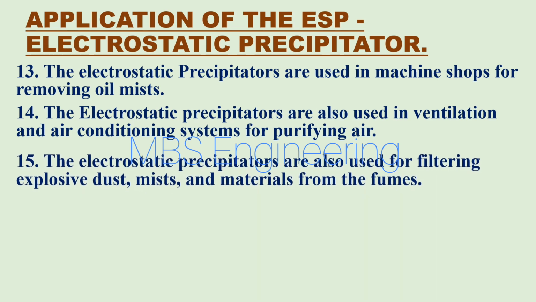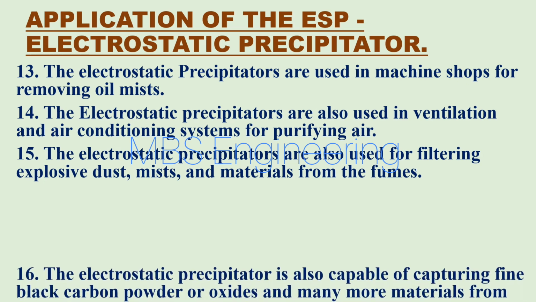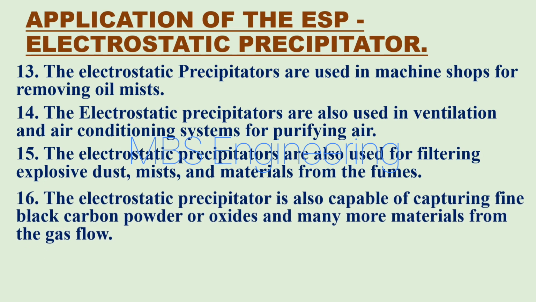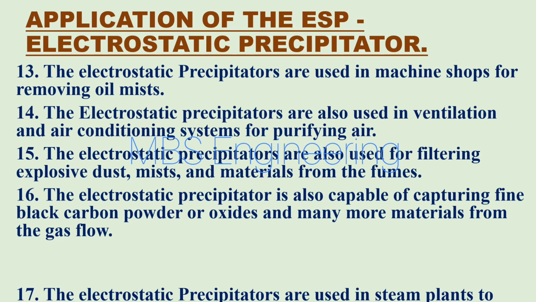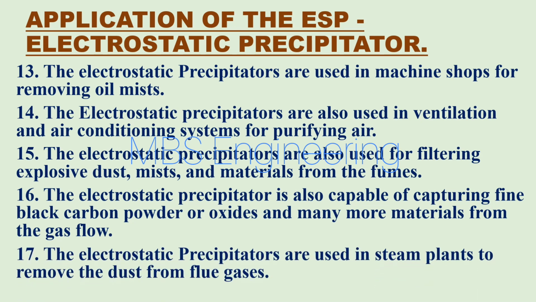Next, the 15th application is that the electrostatic precipitators are also used for filtering explosive dust, mists, and materials from the fumes. Next, the 16th application is that the electrostatic precipitator is also capable of capturing fine black carbon powder or oxides and many more materials from the gas flow. Next, the 17th application is that the electrostatic precipitators are used in steam plants to remove the dust from flue gases.